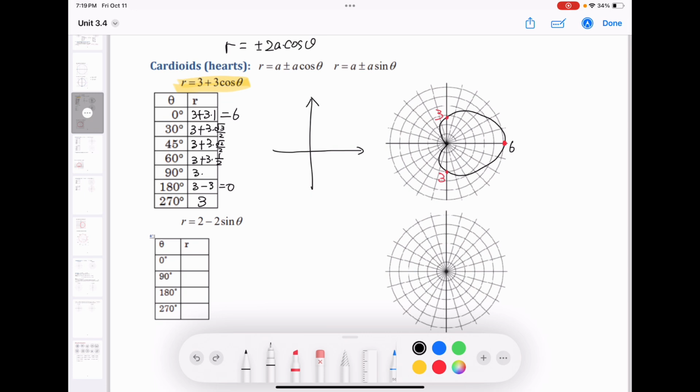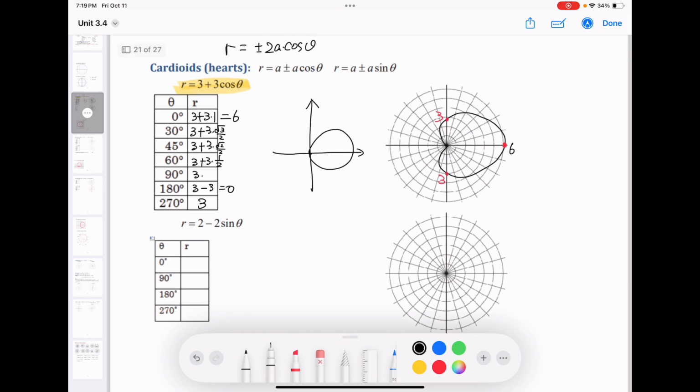And if I have the positive cosine, the circle is located on the positive x direction. Now, it is a heart shape, so I need to have the heart shape. So I can make a sketch. This is my heart shape. And then the key points here. This one, and this one.